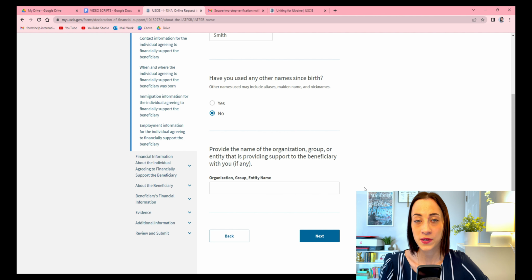If, again, like we said earlier, you're planning to have an additional person help you support the people coming, their name should not be listed here in group, organization, or entity name because that doesn't apply. However, if there is some kind of church or community organization or community center or any other entities that are willing to support, then you can list them here.